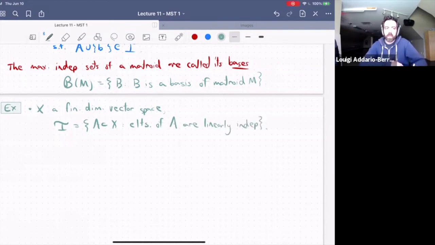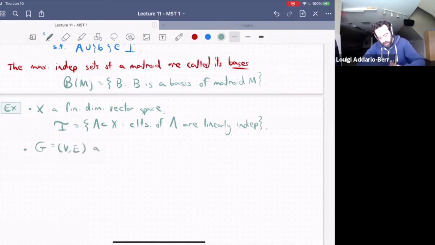That's one example of a matroid, an independent system, and in particular a matroid. Okay, so another one, this one sort of closely corresponds to Kruskal's algorithm.